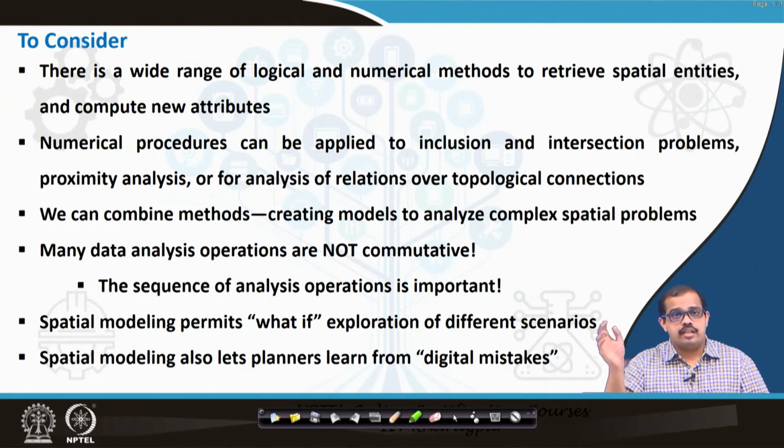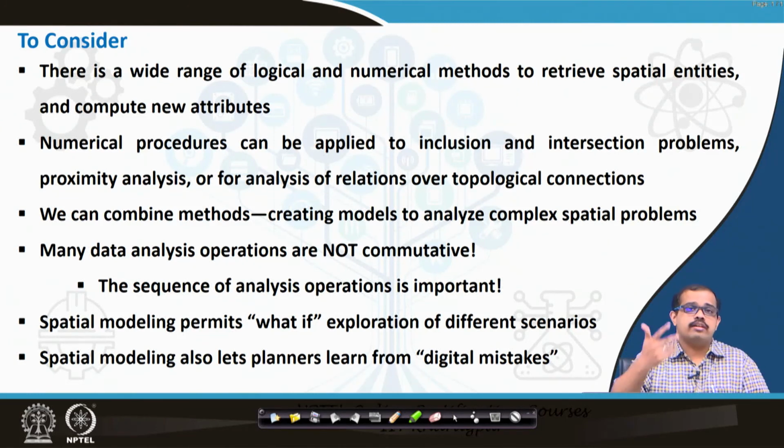So, please look at how topologically each of these are connected. Okay. We can combine methods, create models, and analyze complex spatial problems, but when you are creating models, be careful about what the model behavior is and why you are adopting that particular model, and what kind of analysis you would be doing. So, you have to plan it first and look at what kind of models you will be looking at.